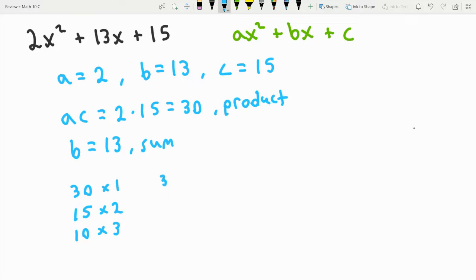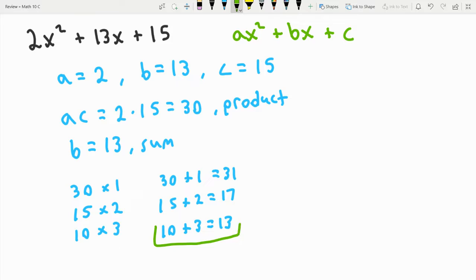So 30 plus 1, okay, that's 31, so that won't work. 15 plus 2, that's 17, so that won't work. Okay. And 10 plus 3, that's 13, so that one would work. So this would work, because 10 times 3 is 30, and 10 plus 3 equals 13. So that satisfies what I need. I need 30 for a product. I need 13 for a sum.